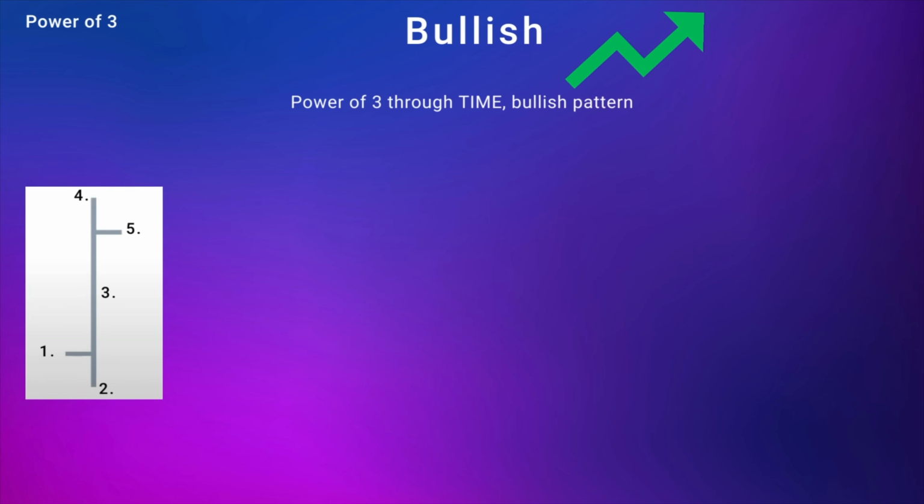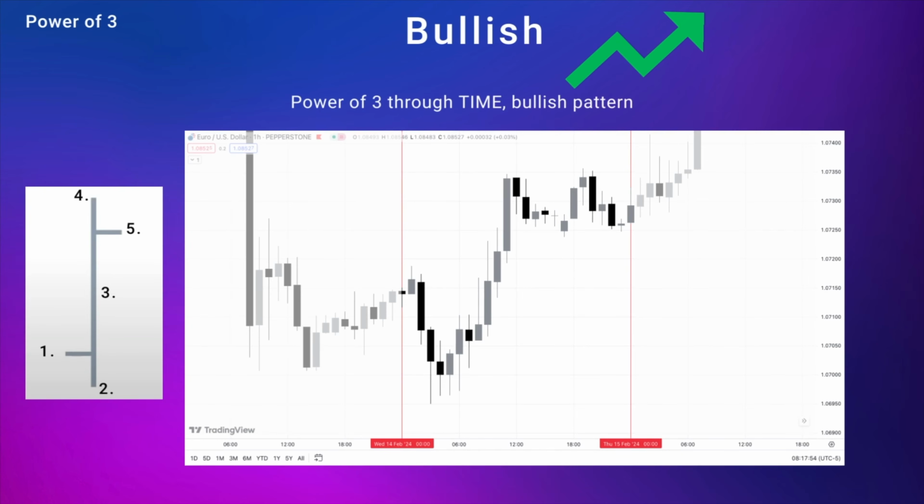We have seen the numbers, so we know that the bullish pattern goes with 1 close to the low of the day, 2 forming the low of that specific day, 3 being the rally, 4 forming the high, and 5 closing close to the high of that day. Let's look at a concrete example from the charts. Let's take EUR/USD, for example. Here we have the 14th of February 2024 from midnight until midnight. And we can observe here highlighted the price movements of that specific day.